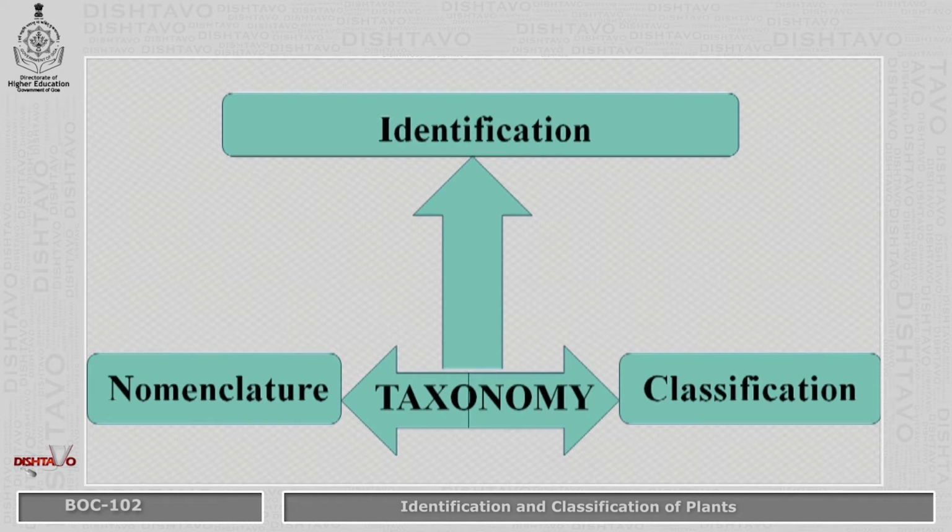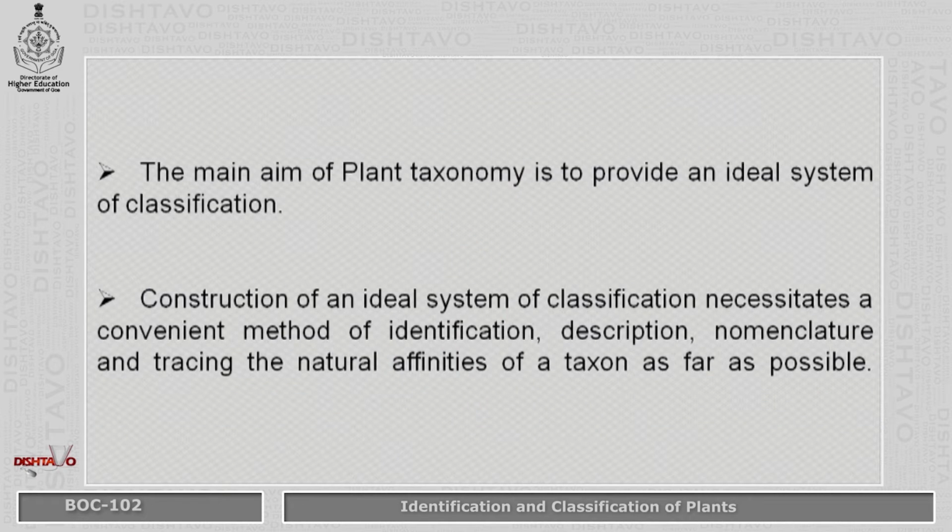One of the main functions of plant taxonomy is nomenclature, identification, and classification. The main aim of plant taxonomy is to provide an ideal system of classification. And construction of an ideal system of classification necessitates a convenient method of identification, description, nomenclature, and tracing the natural affinities of a taxon as far as possible.